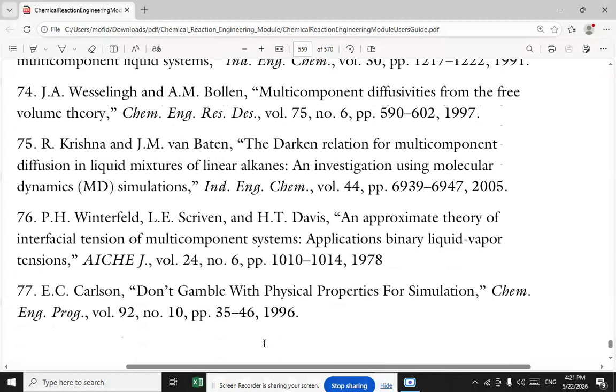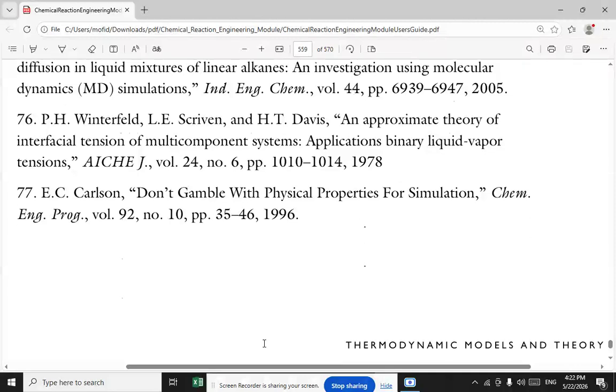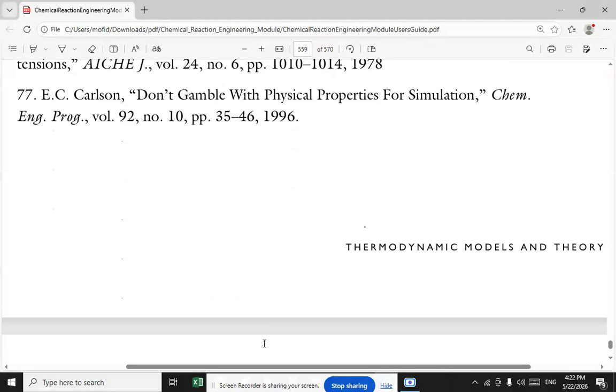The next one was written by Wesselingh and Bollen. The name is Multi-Component Diffusivities from the Free Volume Theory. The next one was written by Fang, a correlation for multi-component diffusion in liquid mixtures of linear alkanes and investigation using molecular dynamics (MD) simulation. The next one was written by Winterfield, an approximate theory of interfacial tension of multi-component systems, application to binary liquid-vapor tension. The next one was written by Carlson, Don't Gamble with Physical Properties for Simulation.